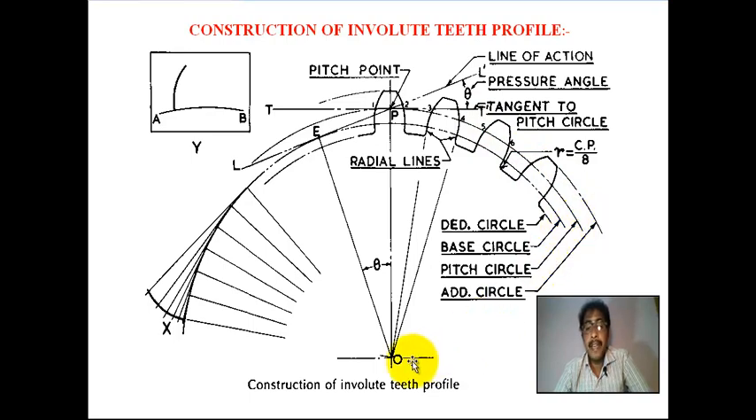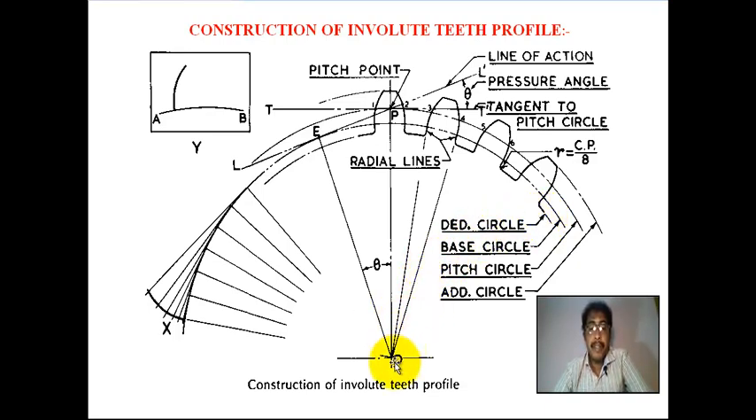Next, again with a larger pencil compass, we take the measurement of the radius of the addendum circle, pin pointer at O, pencil pointer at this point. We draw the addendum circle. The pitch circle and addendum circle are all thin continuous lines. Okay.